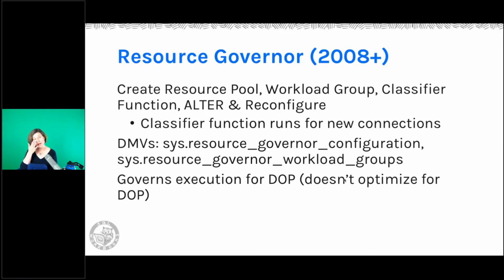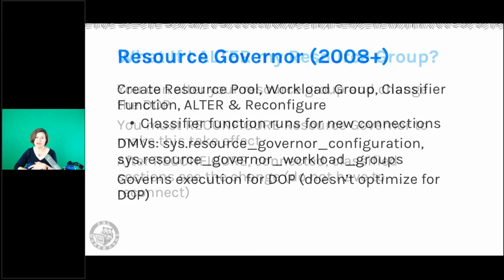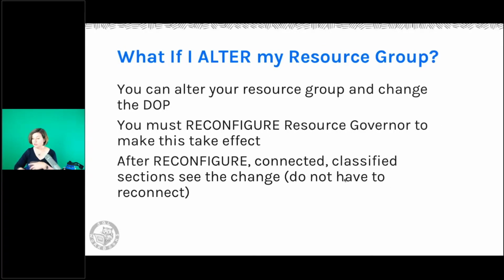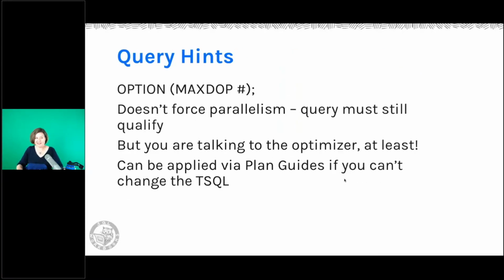Now, also know that, let's say I set Resource Governor for DOP 6. It's not going to force things to be parallel. If a query is classified and it doesn't qualify to go parallel, it's not forced to get DOP 6. It's only if it goes parallel that DOP is applied at execution time. If you change your Resource Governor setting to make it take effect, you do have to run the Resource Governor reconfigure, not the instance level reconfigure. So if you find it in place and you want to change it, you have to reconfigure to see the change. Query hints, option MAXDOP number.